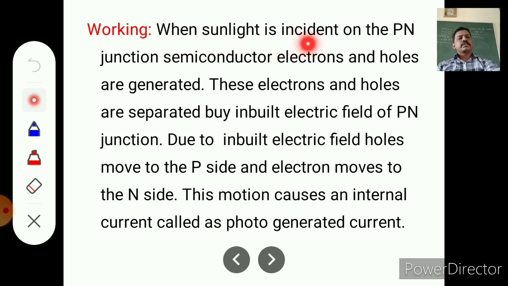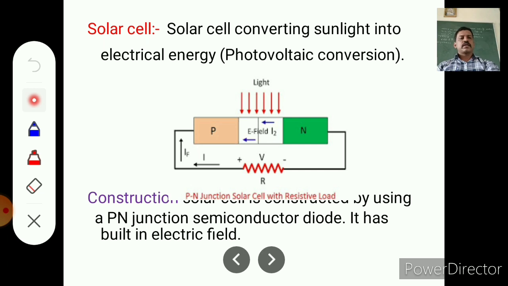When sunlight is incident on the p-n junction semiconductor, electrons and holes are generated. These electrons and holes are separated by the inbuilt electric field of the p-n junction. Due to the inbuilt electric field, holes move to the p side and electrons move to the n side. The motion causes an external current called photo-generated current.